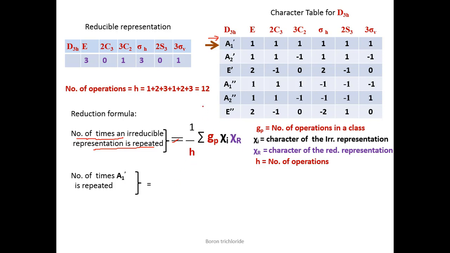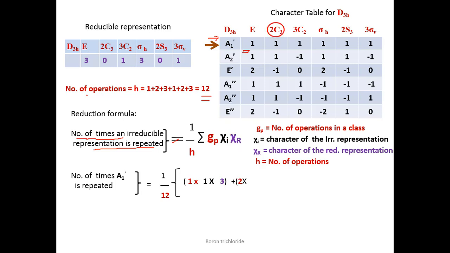1 by h. What is the value of h? H is 12. So 1 by 12. Then summation GP chi I chi R. Let us find out how we find this summation. For the first operation, E, under A1 dash, what is the GP here? 1. And what is the chi I against A1 dash? This number, 1. What is the chi R against E in the reducible representation? 3.